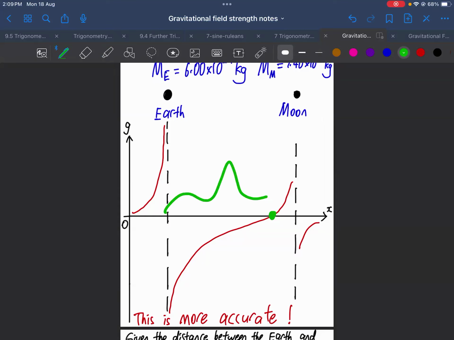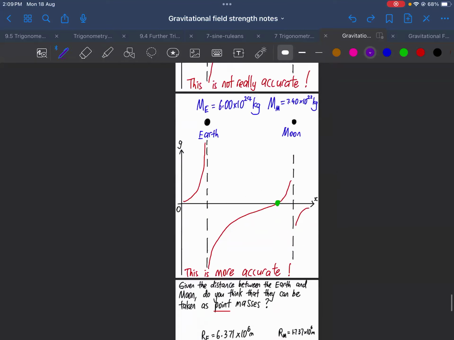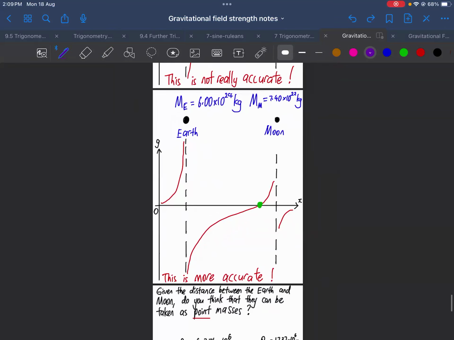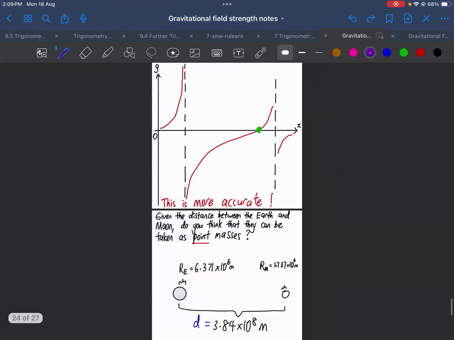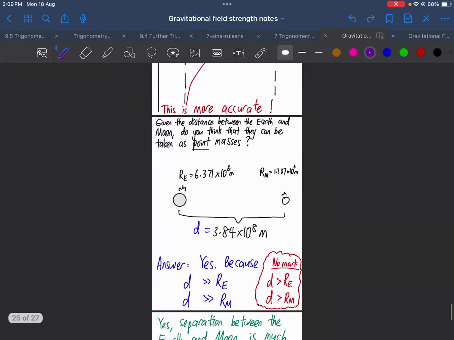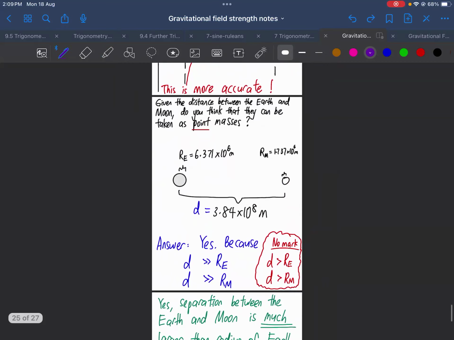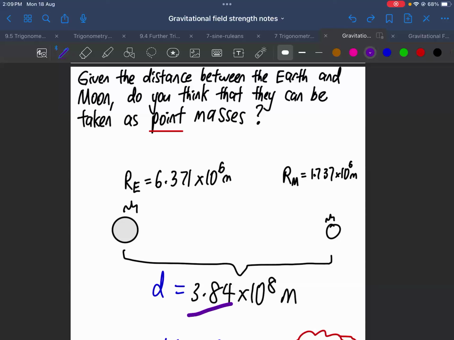Because this distance is quite big compared to this distance. Finally, one more thing. Give me one more minute, I'm going to finish this very soon. Given the distance between the Earth and the Moon, just now you know that the distance between the Earth and the Moon is 3.84 times 10 to the power 8 meters, right?